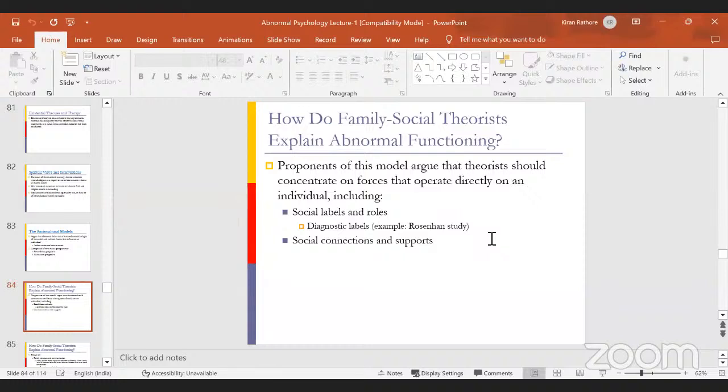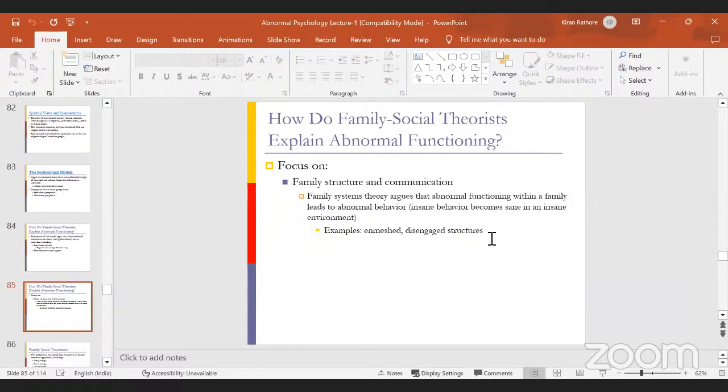They say, like in the Rosenhan study, we label people. We are very much attracted to labels. A person is mentally ill, so we would like to label that person as having some sort of illness. That labeling is again not conducive for the person to become all right. Sometimes it is the family structure the person comes from. The family systems theory, which comes under the sociocultural perspective, argues that if there is dysfunction going on in the family, that can also trigger abnormal behavior in the children.